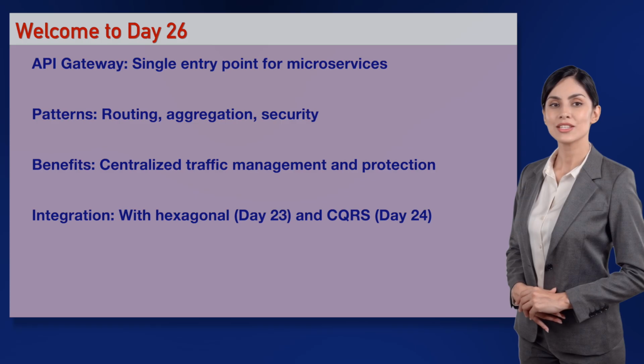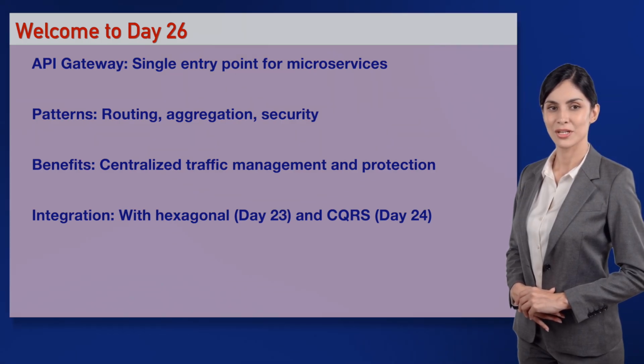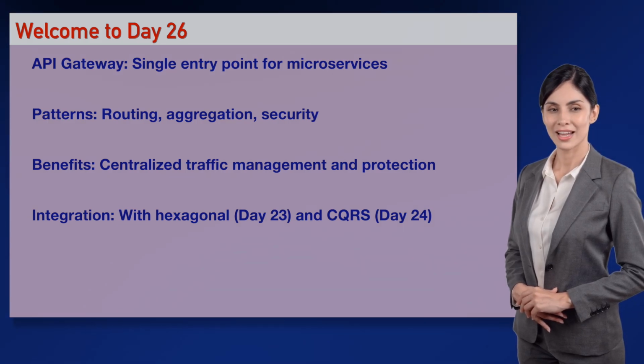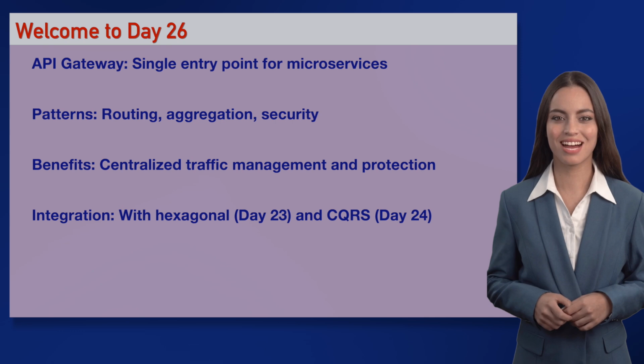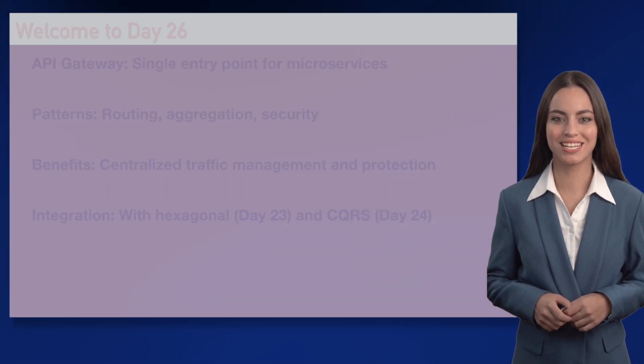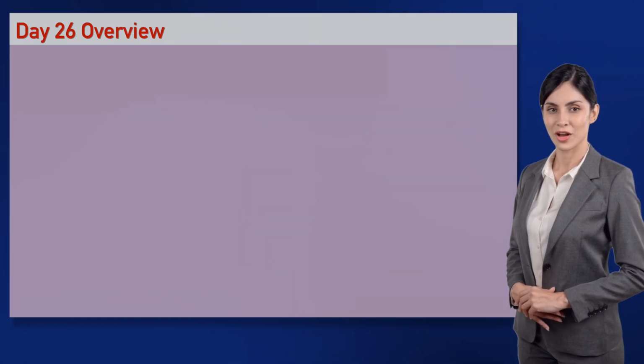This integrates with Day 23's hexagonal architecture by treating the gateway as an adapter layer, and Day 24's CQRS for separating command and query traffic handling. Day 26 covers API gateway patterns for managing microservices, traffic, and security. Here's a quick overview of what we'll cover today.